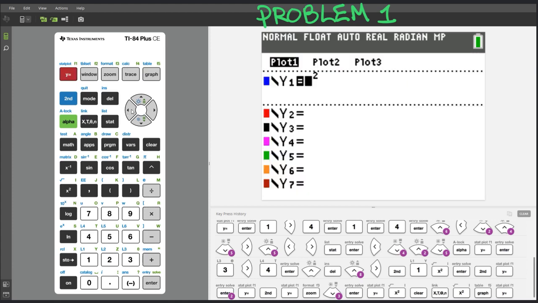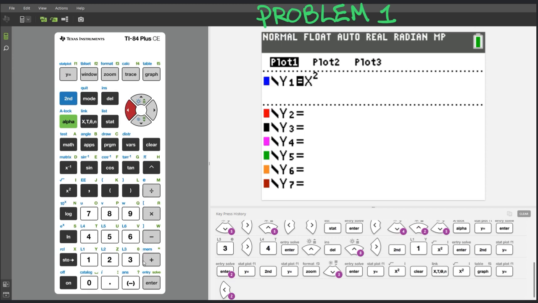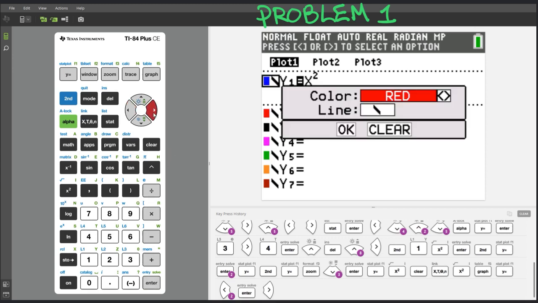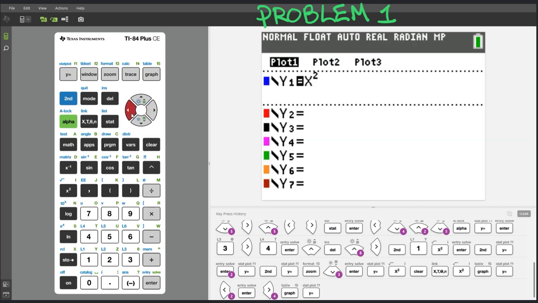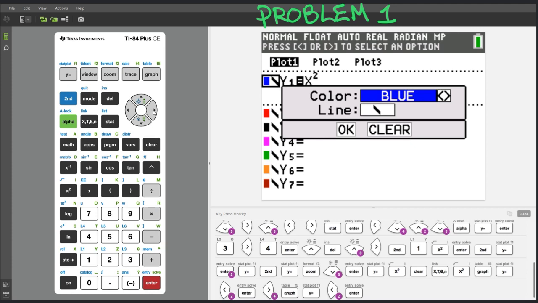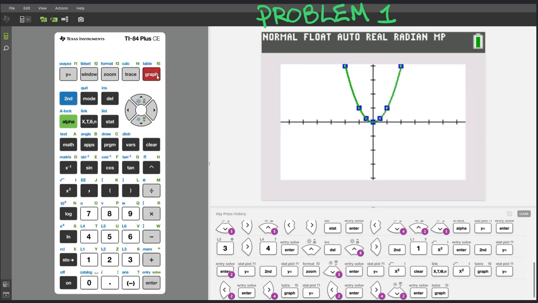Now, just to show you the contrast, I might change this color here. Instead of blue, I'll pick a different color. Let's go with green. Oops, I didn't change it. So down, enter, graph. Okay, so that green curve models the data.